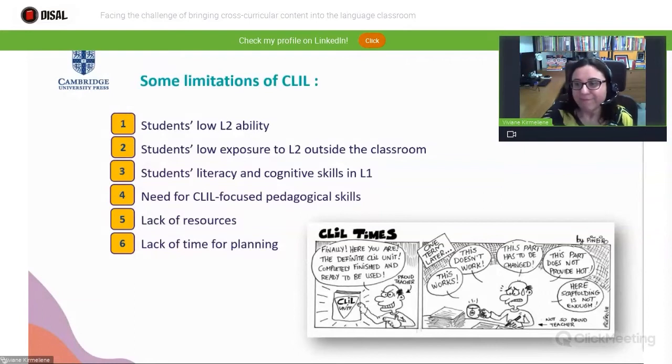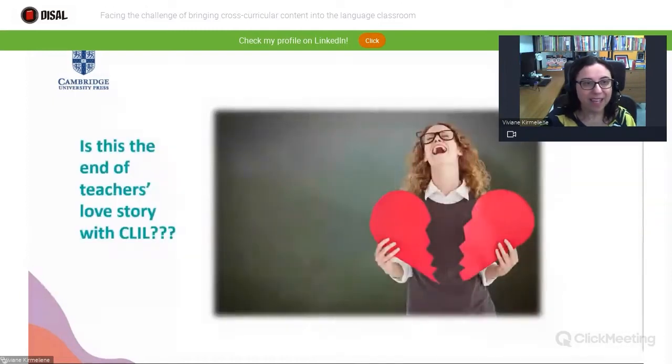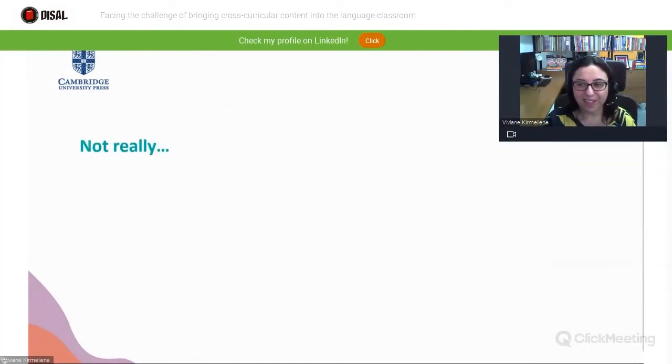So there are limitations. We have to bear them in mind, right? In our teaching context. But then, is this the end of teachers' love story with CLIL? Are we all brokenhearted? Do we have no hope? Not really.